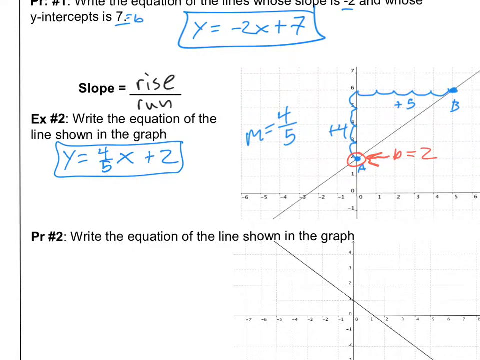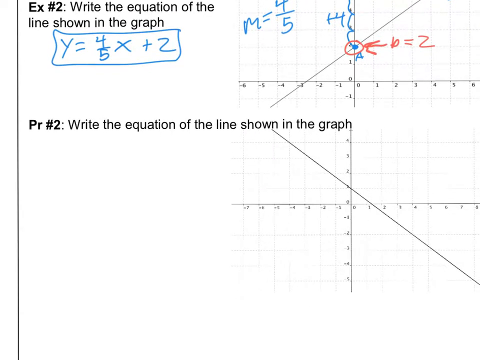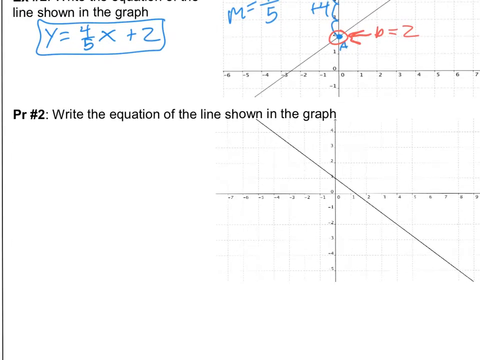Okay, so for practice 2, you're going to do basically the same thing. Write the equation of the line shown in the graph. Find the slope, find the y-intercept. You might want to pause the video, give it a try, and then unpause it when you're ready to check your work.